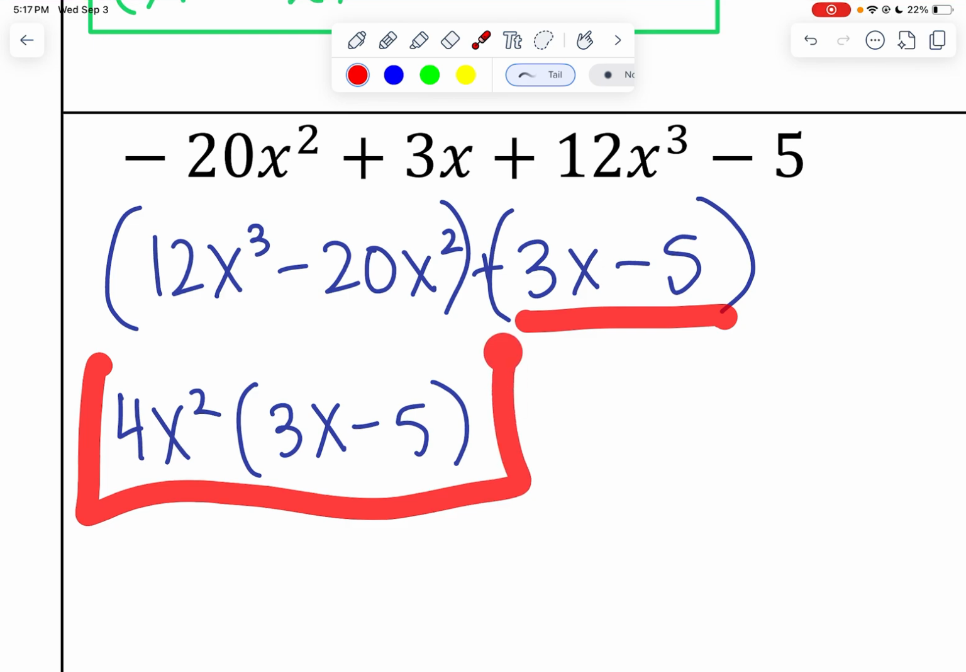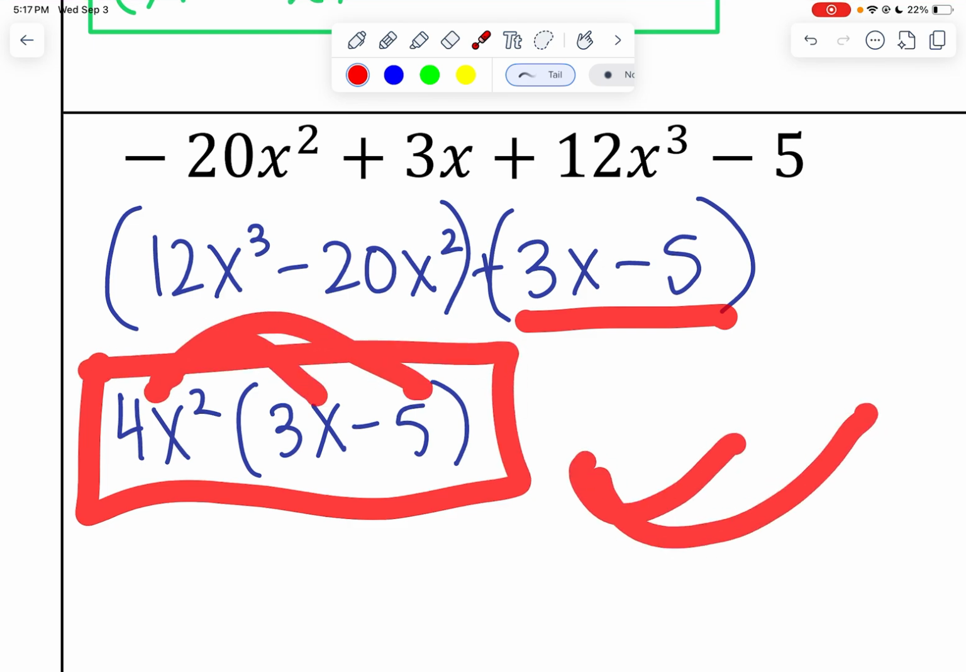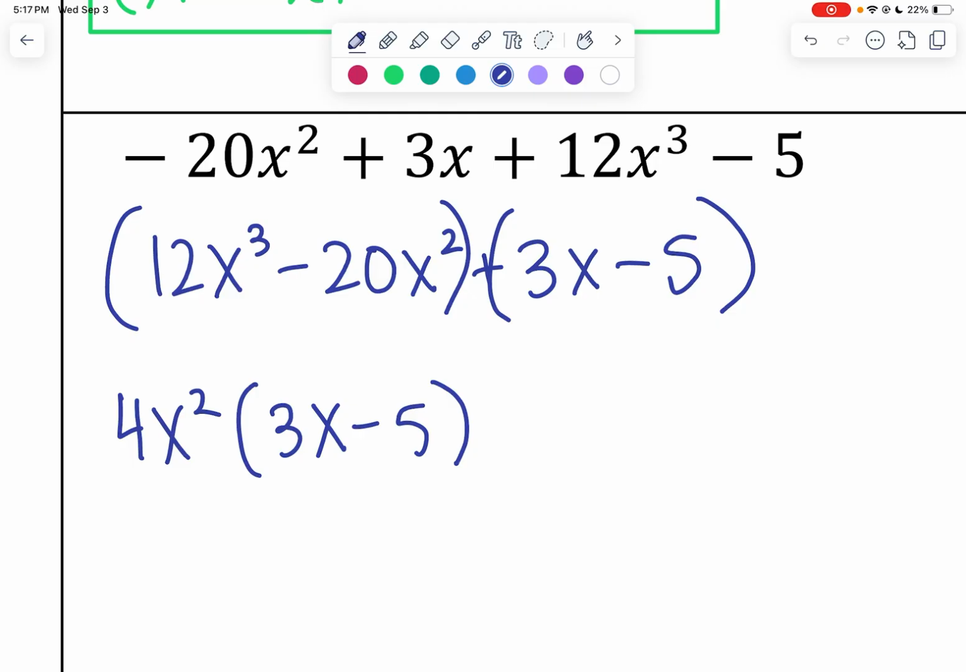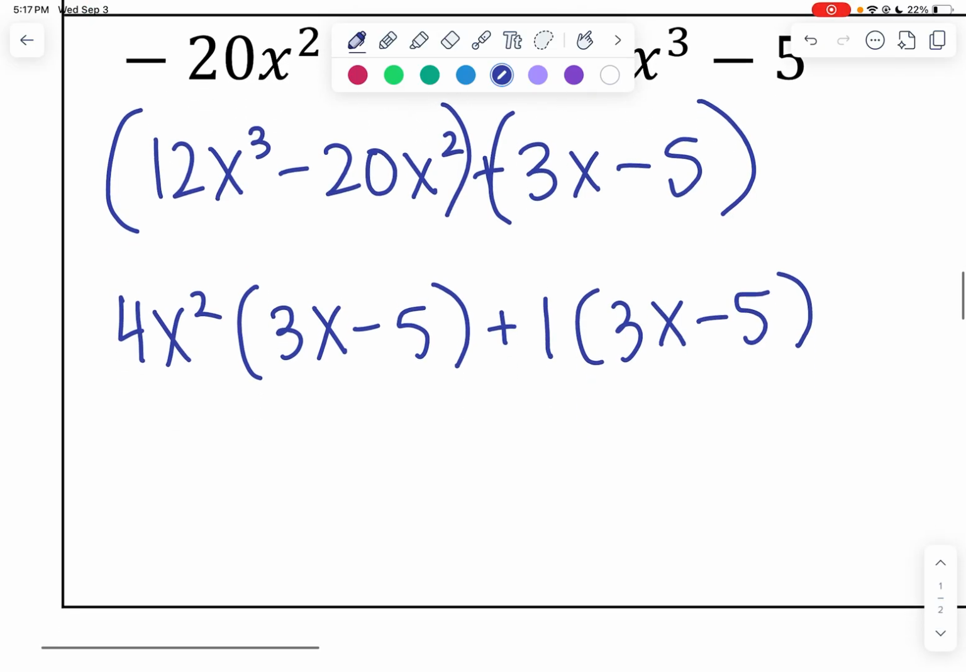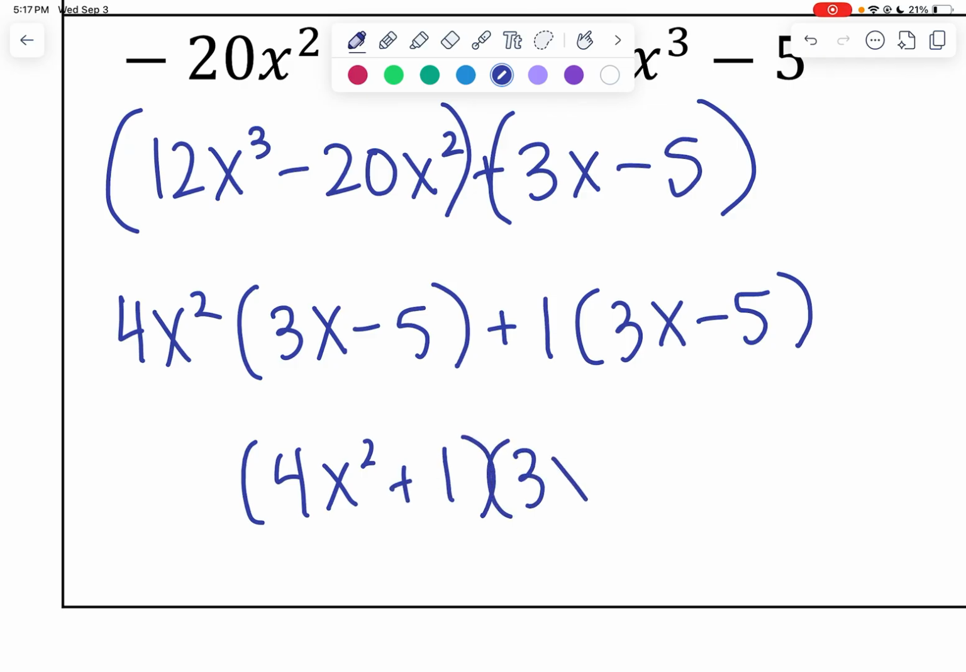Now, this isn't it. Remember that this goes to everything and that this also went to everything. So you're factoring out, or undistributing, a 1 as a placeholder. You still had an additional 3x minus 5 in there. So if you put nothing there, you're like saying there was none, 0, when it was technically there. So one of our factors is going to be 4x squared plus 1, and our other factor is going to be 3x minus 5.